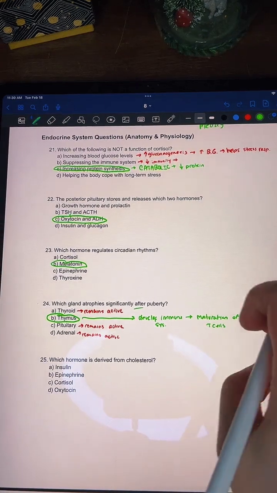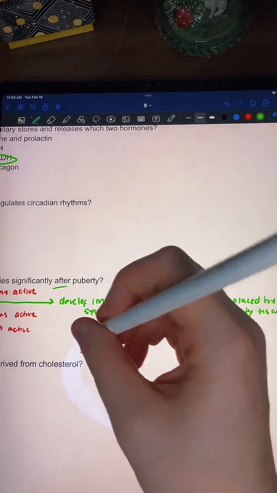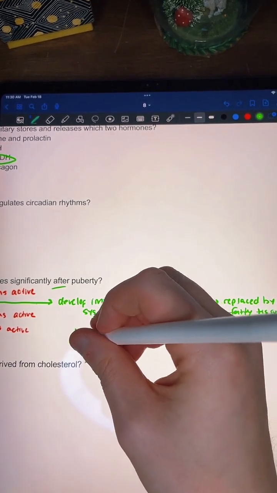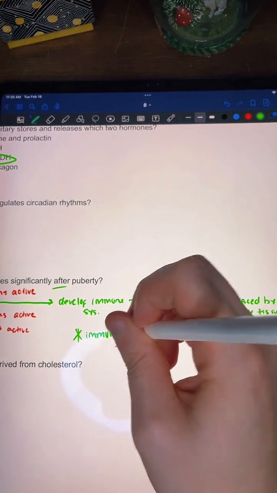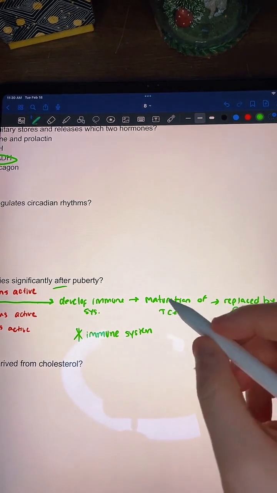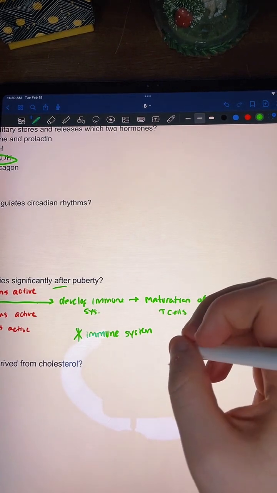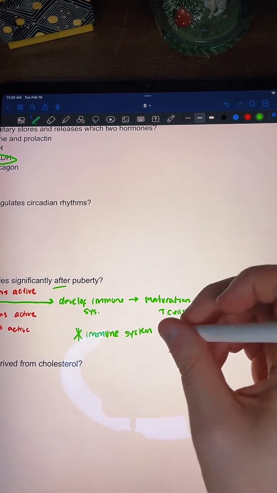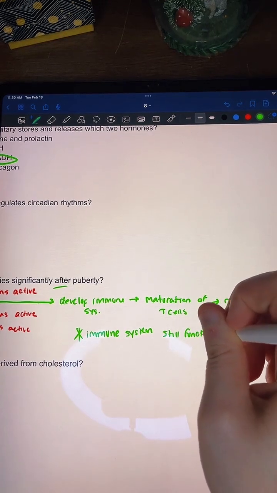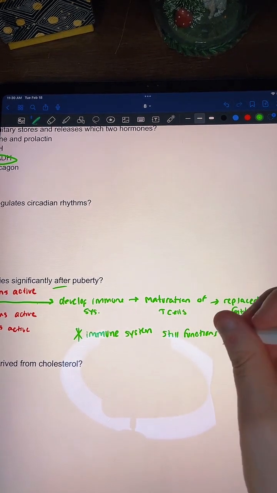But I want to make an indication here. The immune system remains pretty functional. It does not mean the effectiveness of it decreases. It just means there's less maturation of T cells. I know that has confused people in the past.